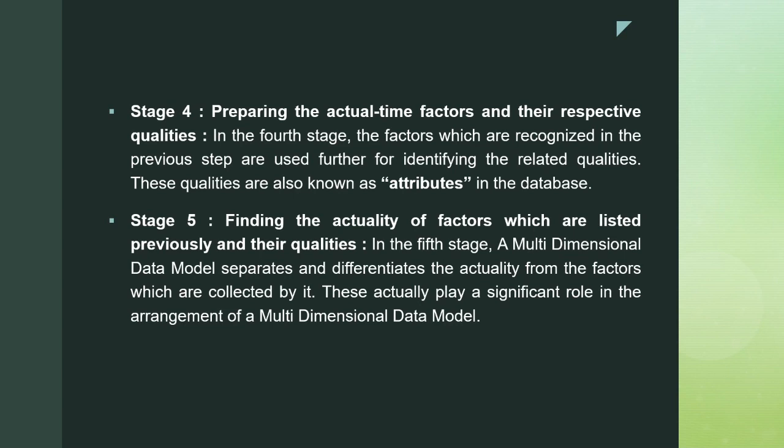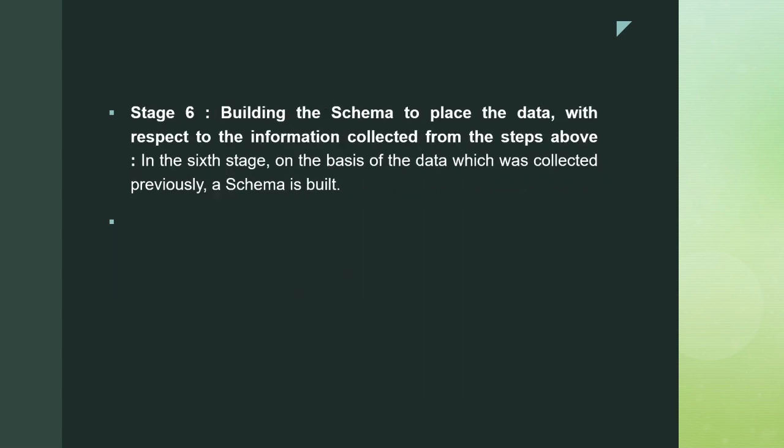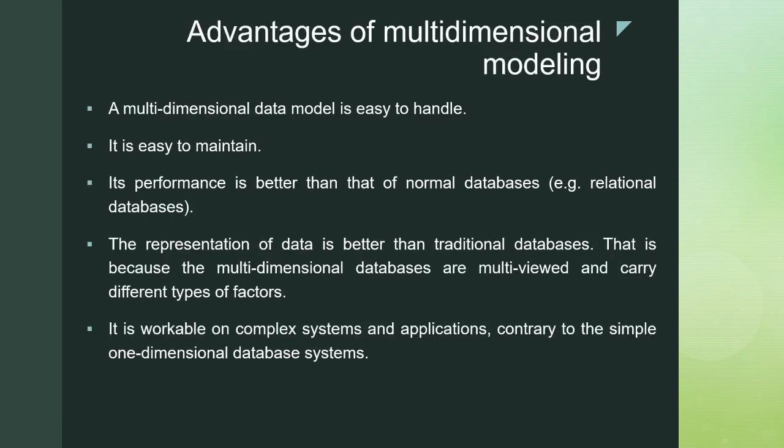Stage 5, finding the actuality of factors which are listed previously and their qualities. In the fifth stage, a multidimensional data model separates and differentiates the actuality from factors which are collected by it. These actually play a significant role in the arrangement of the multidimensional data model. Stage 6, building the schema to place the data with respect to information collected from the steps above. In the sixth stage, on the basis of the data which was collected previously, a schema will be built.